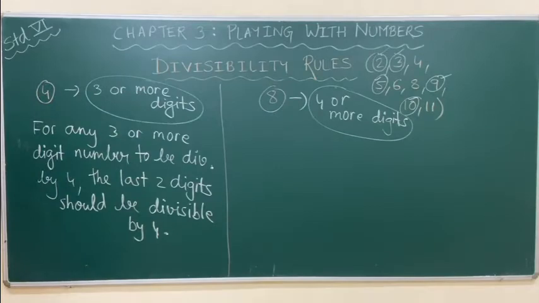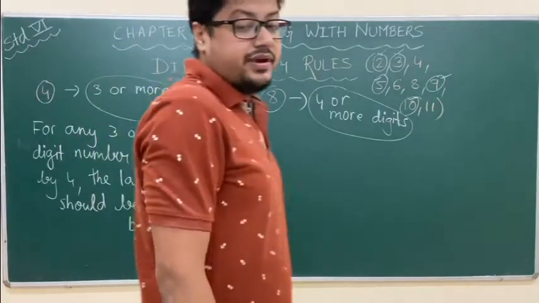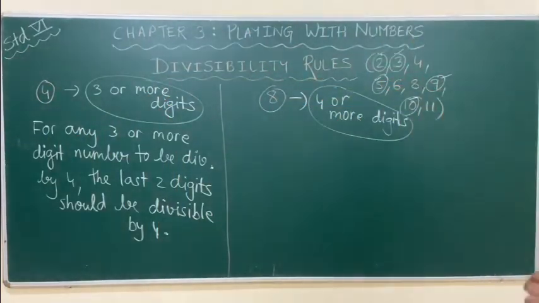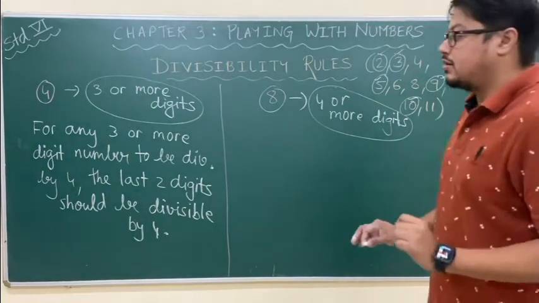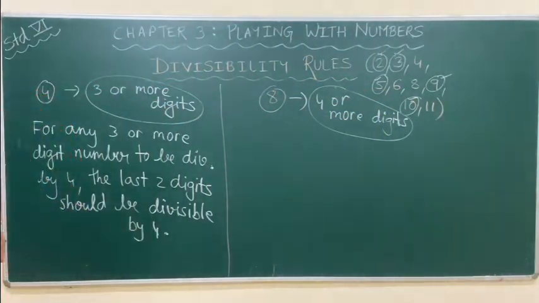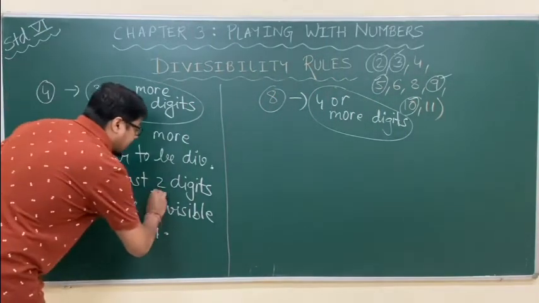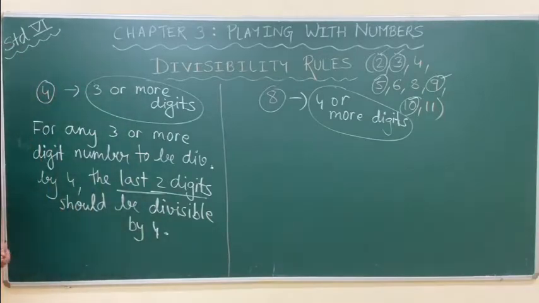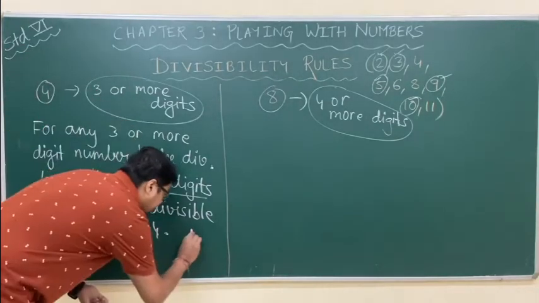But first see the rules. What is the divisibility check for 4? First thing, the divisibility check for 4 is applicable only for 3 or more digit numbers. Any 3 or more digit number is said to be divisible by 4 only when its last 2 digits are divisible by 4. Let us take one example.